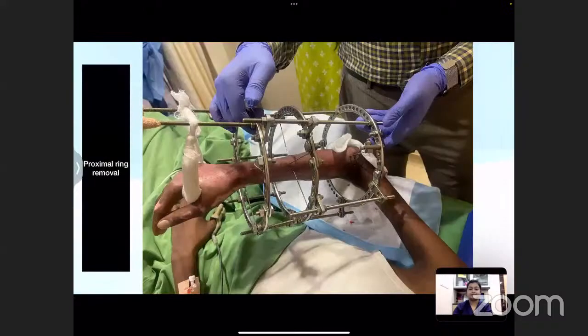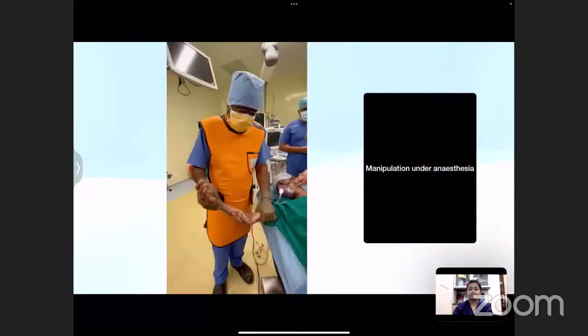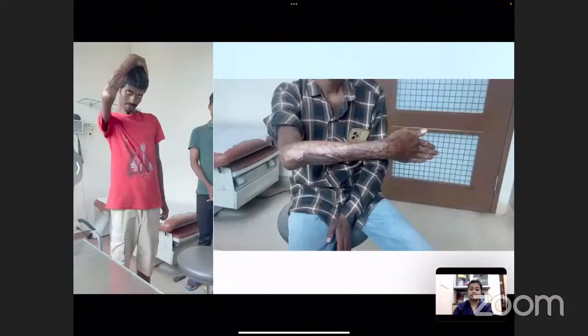I removed the proximal ring and manipulated, and he started going to physiotherapy. This is after removing the ring. I removed the ring also, and I manipulated his elbow. And you can see this now. He came recently.